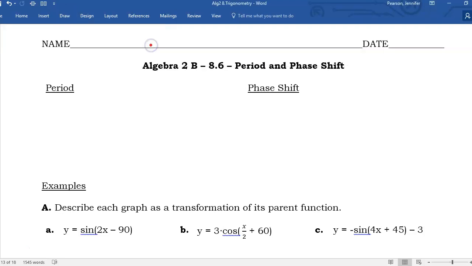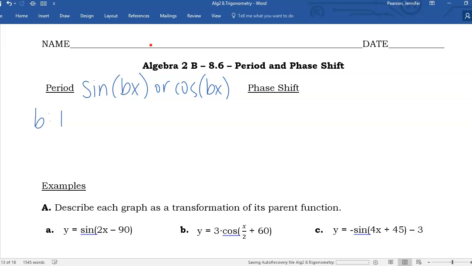For the first one, let's do sine bx or cosine bx. B stands for the number of cycles in 360 degrees. So far, if we've just been graphing sine x, cosine x, there's always been an invisible 1 there. We've been graphing one cycle in 360 degrees.